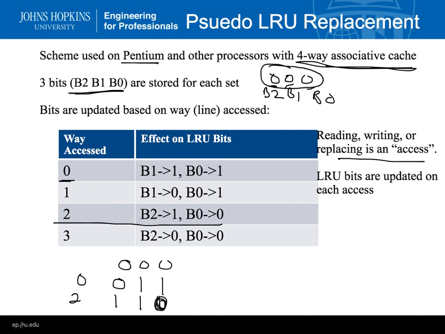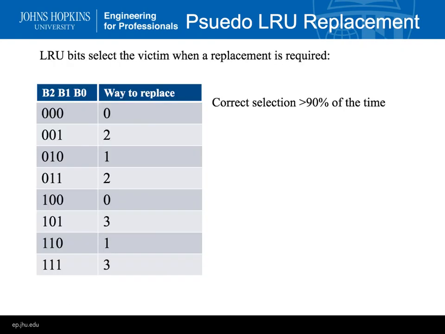And so this 3-bit number is going to be your measure of what was least recently accessed. I haven't accessed way 1 or way 3, so let's now do an access. If we access way 3, we're going to change bit 2 to 0, and bit 0 was already 0. So this is the value of our 3 bits right now.